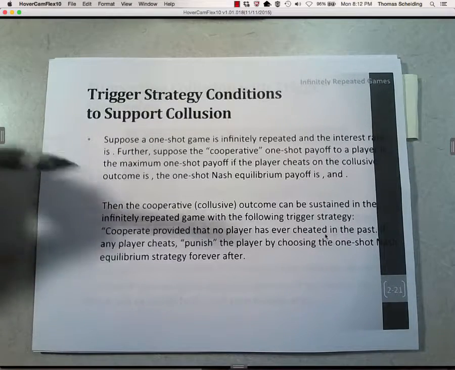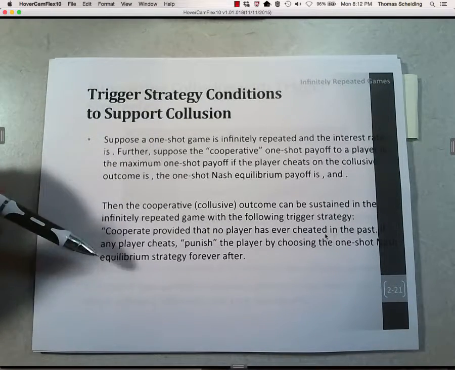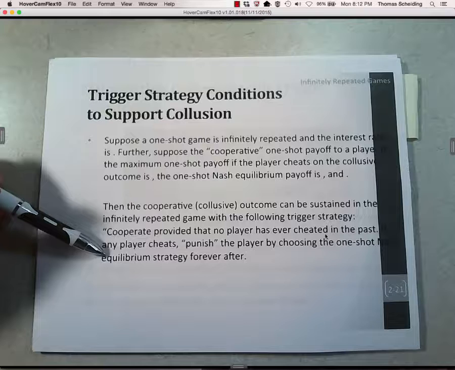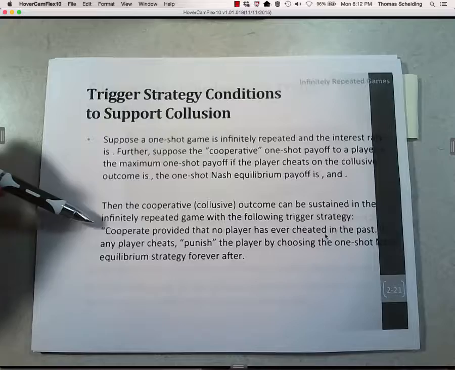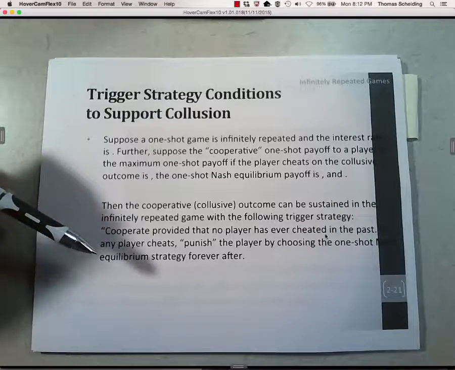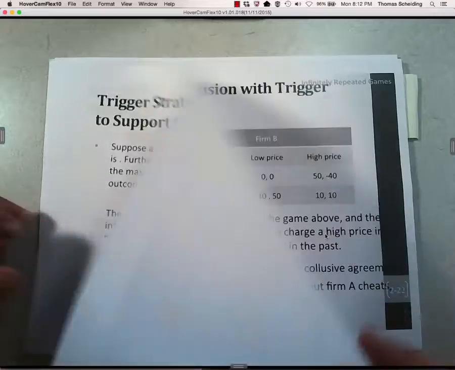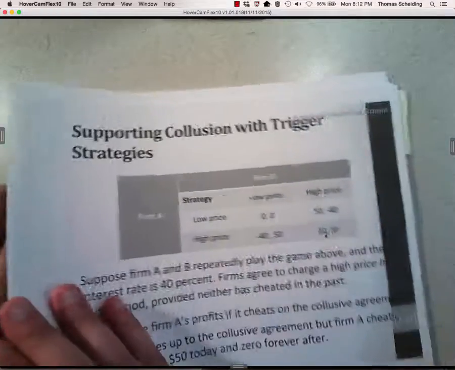And that's just what you see here. This is basically a slide that's talking about the reputation that you're building. If the game is played multiple times, an infinite number of times in the future, the trigger strategy is that I can punish those who break an agreement.